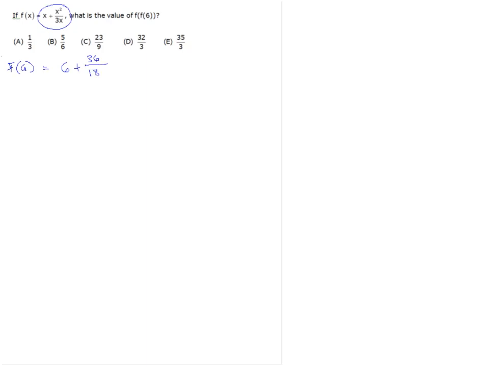And of course, we can reduce this down just a bit. 3 goes into 36 12 times. 3 goes into 18 6 times, so we get 12 over 6. Of course, 18 just goes into 36 twice, so it doesn't really matter. But that's 6 plus 2, and that's 8. So what we have now is 8 as the output.